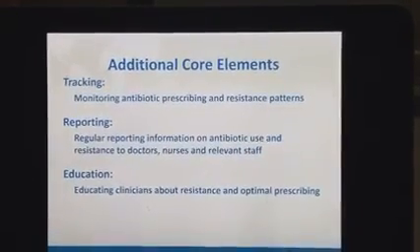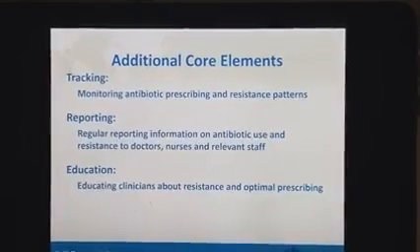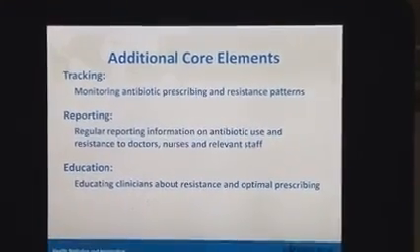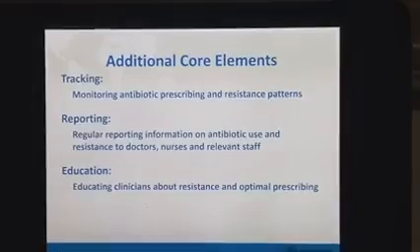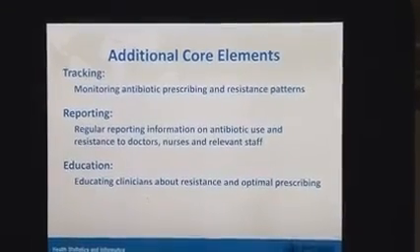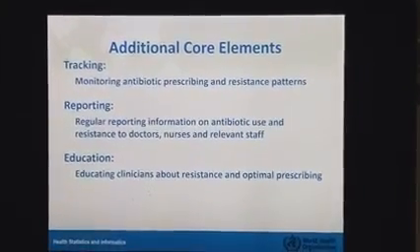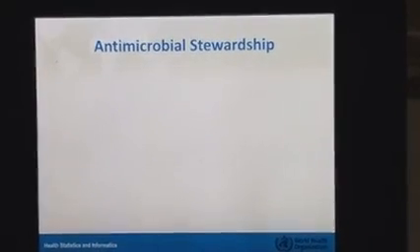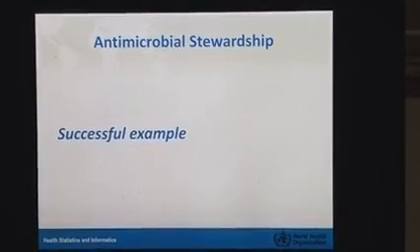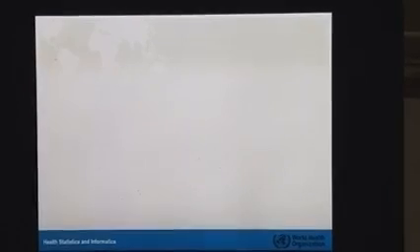How can you do this? By education. Again, educate clinicians about resistance and optimal prescribing. Education is the first step for awareness campaigns. What is antimicrobial stewardship? A successful example, I will give you now.